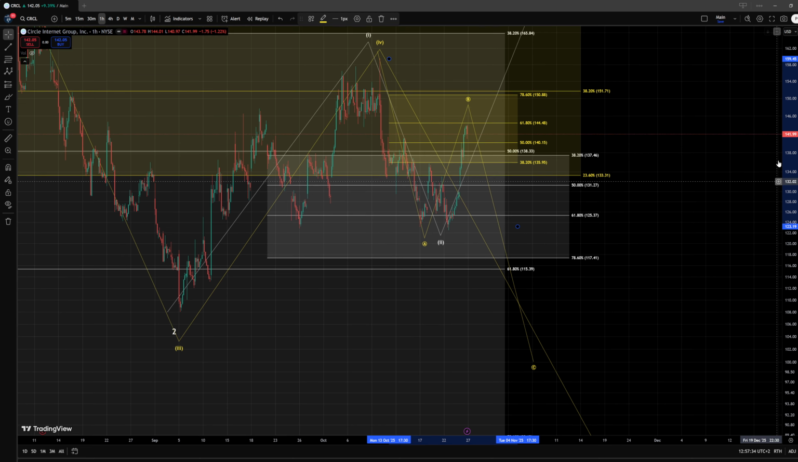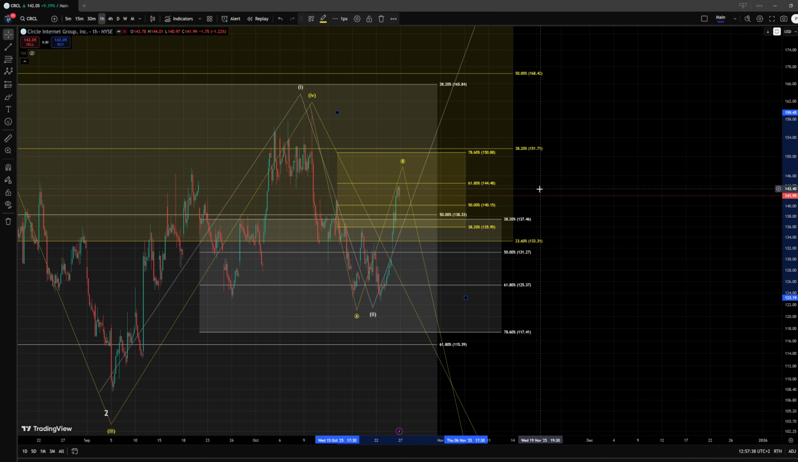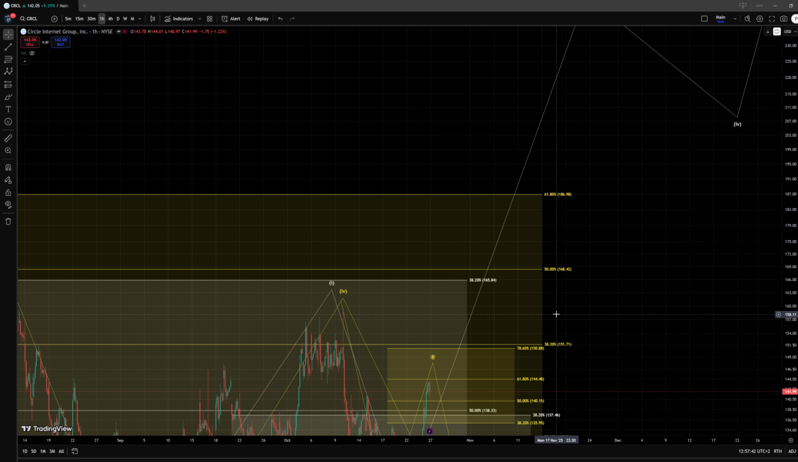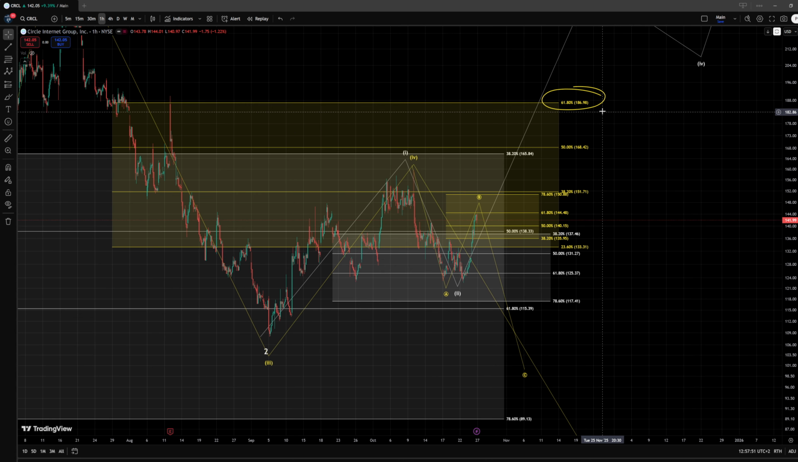And for now there isn't much else to add. I would be focusing especially on these smaller time frame levels until one of them breaks, and then if we manage to push higher, the 61.8% retracement at the $187 level is key. And for now, these are the levels. This is the trade setup.